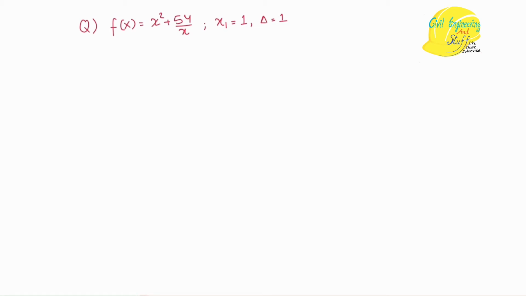So we have a question that f(x) is equal to x square plus 54 by x, and we are given the value of x1 and delta. And we have to find out the point that will minimize the function. All right, so let's do the numerical.